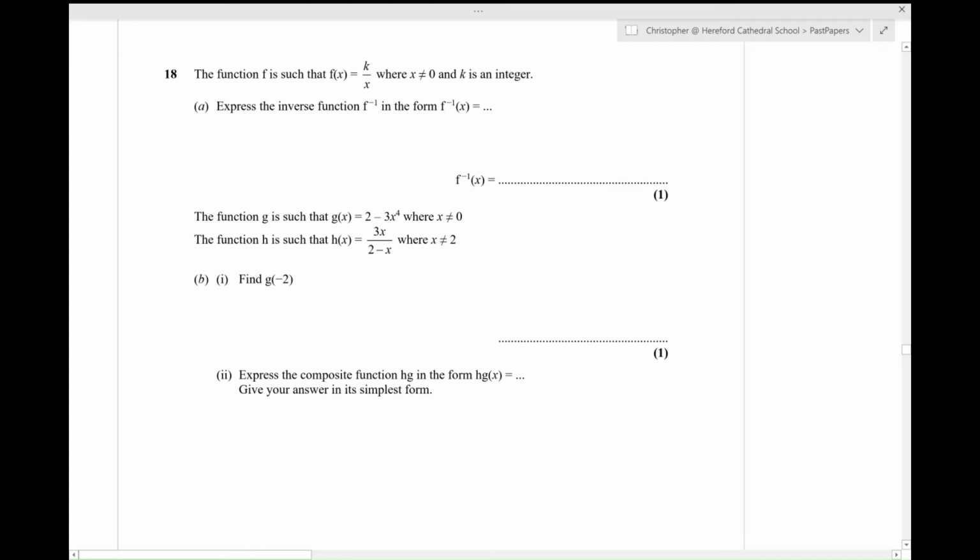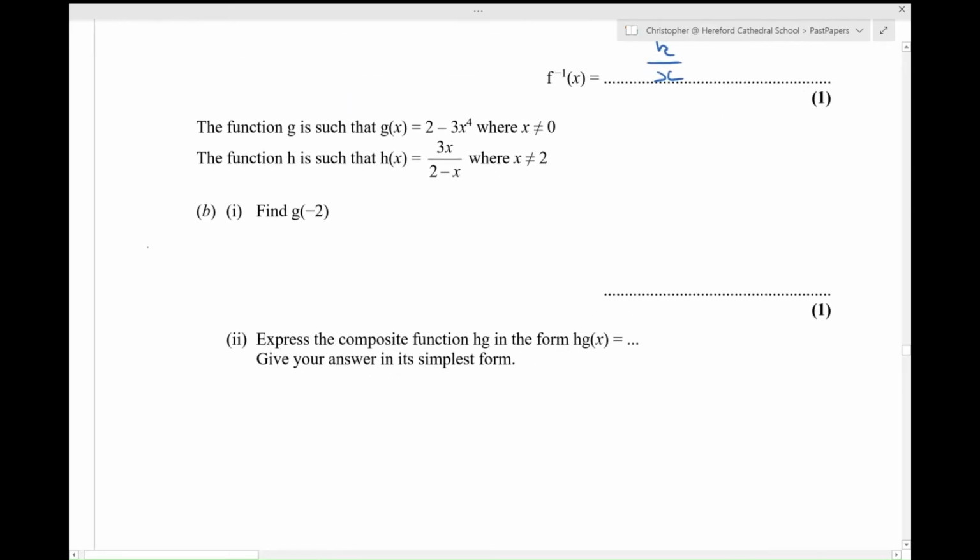Question 18. The function f is such that f of x is k over x. Express the inverse function. Well, if you're going to do that the other way around, you're simply going to do f dash of x is k over x. Right, find the g of minus 2. Well, g of x is 2 minus 3x to the power 4, so the g of minus 2 is 2 minus 3 times minus 2 to the 4. You could do that on your calculator as long as you're careful to put that negative into the bracket with the power, or you can simply know that 3 times negative to an even power is going to be positive. Gives me 3 times 16, which gives me 2 minus 48, which gives me minus 46.